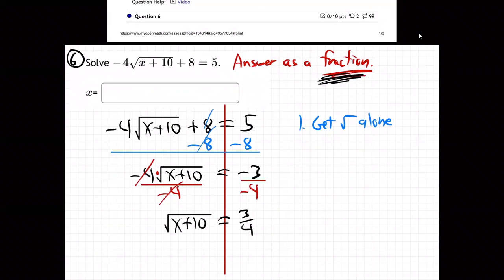Now, so I got the root alone. That's step number 1. Get the root alone. Step number 2 is parentheses second power, both sides. So I'm going to go parentheses, 2 power, 2 power. That's how we handle roots, don't we? We isolate them, and then we 2 power both sides, and that gets rid of the root.